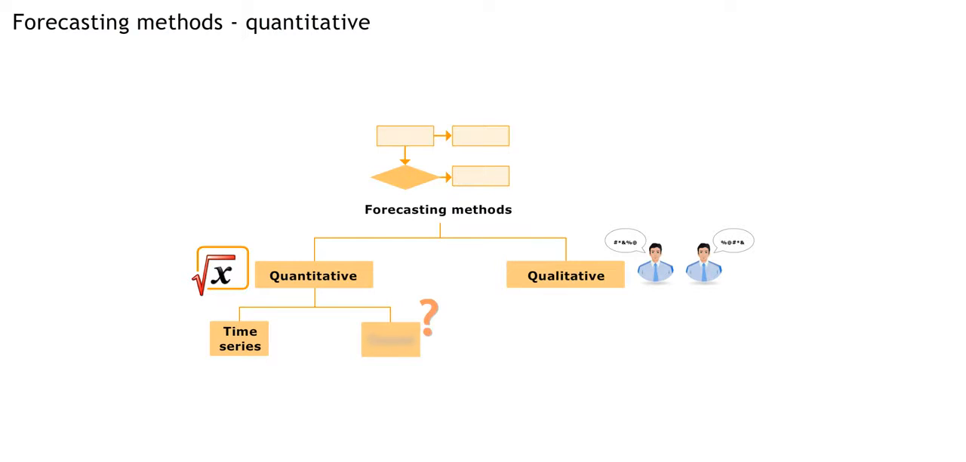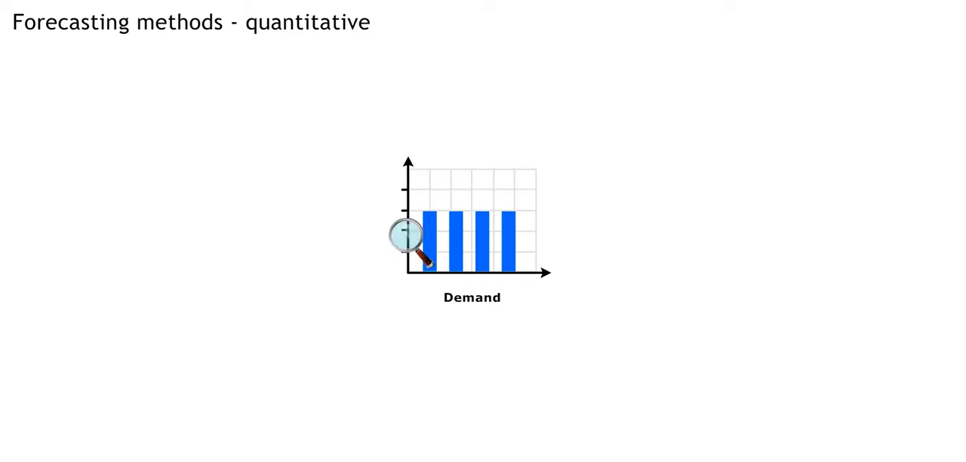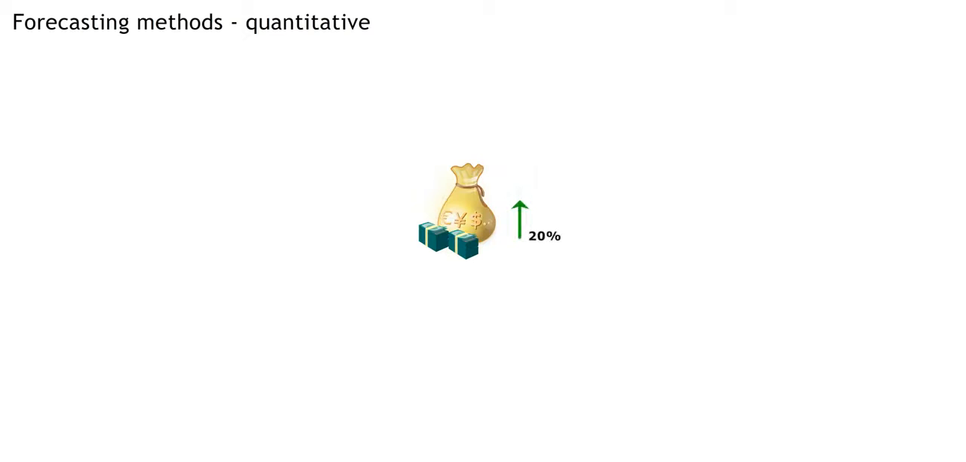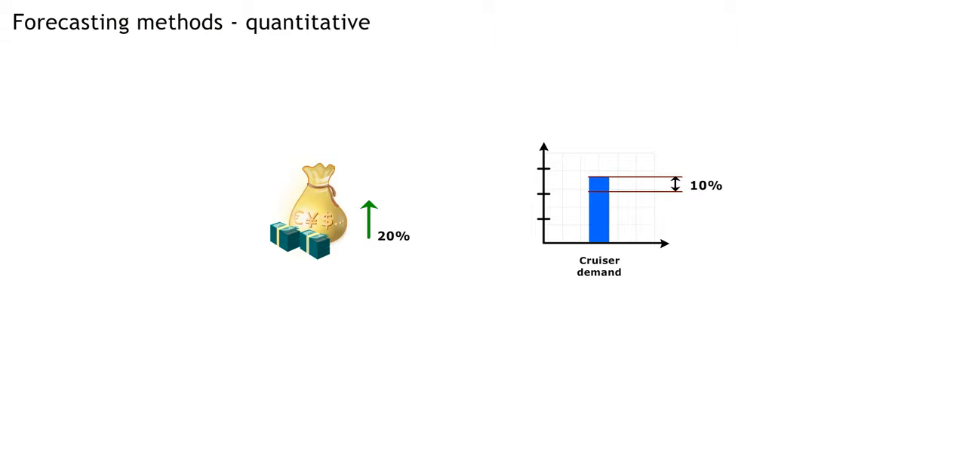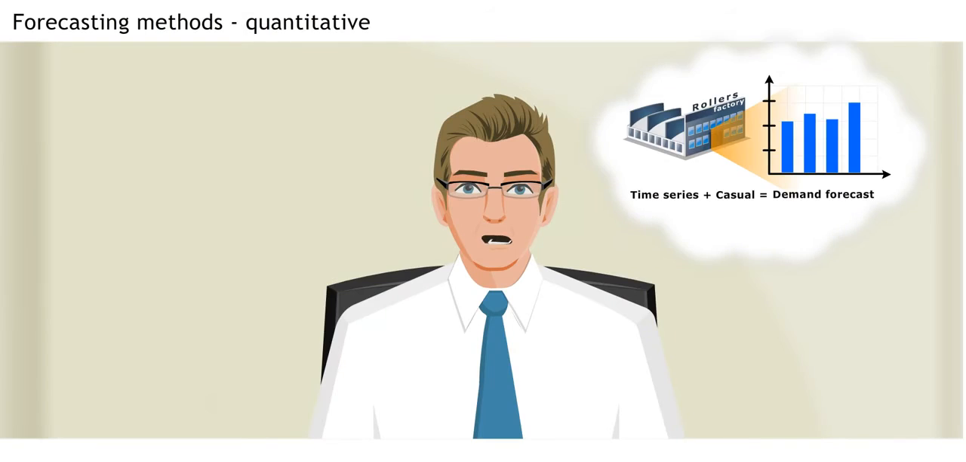What other types of quantitative forecast is there? Causal methods. We look at historical sales to identify causes that lead to changes in demand, like that an increase in the marketing budget of 20% leads to a 10% increase in cruiser demand. Finding that relationship between an increase in marketing budget and increase in demand is called a regression analysis. We combine that with a time series forecast to make our forecast.